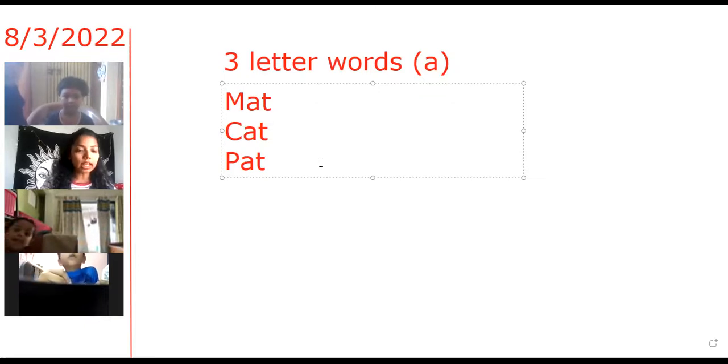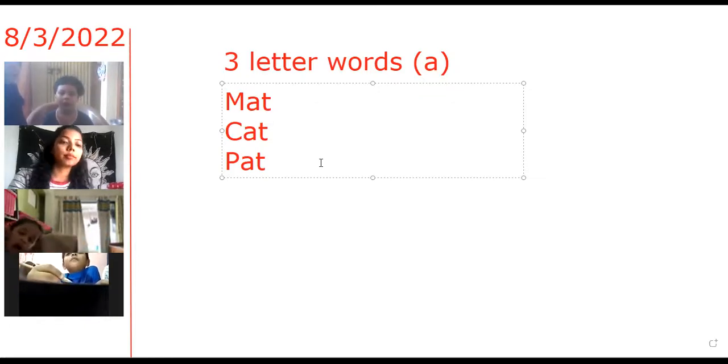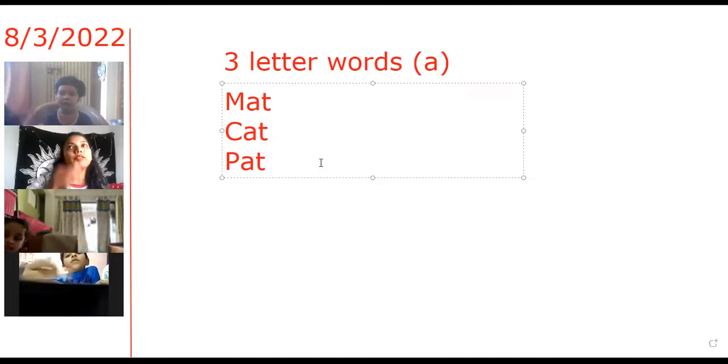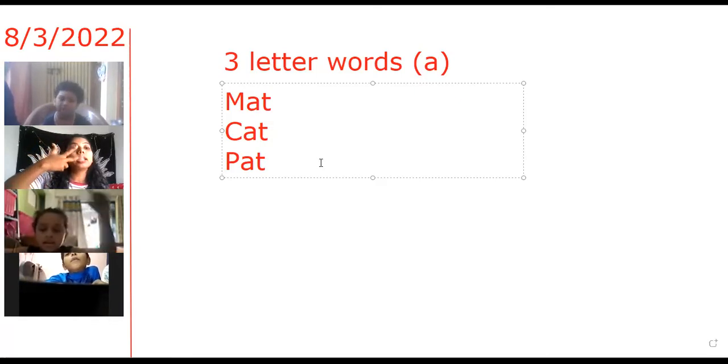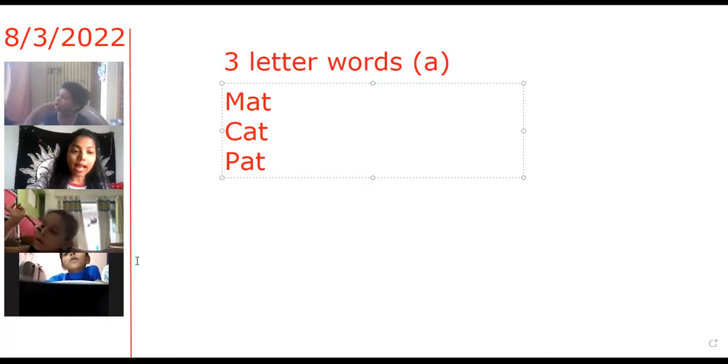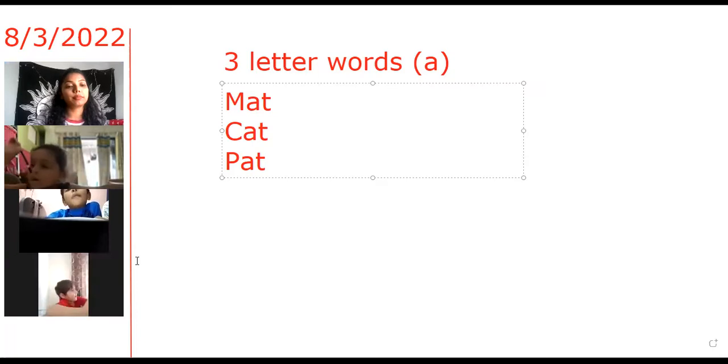All right. Is that done? Blend with me. Ba, a, ba, t, bat. Correct.